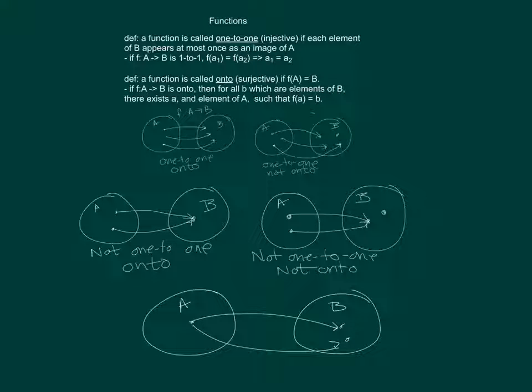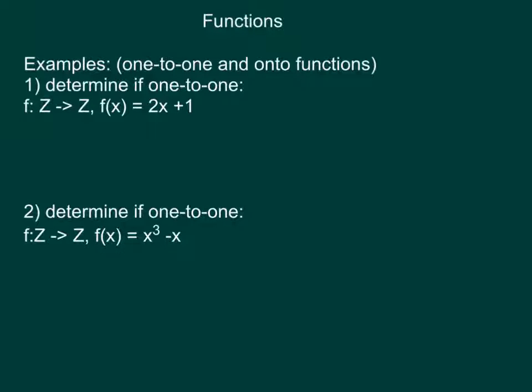And just for completeness, one more picture. This is not a function. It's a relation, but not a function because we have a single value of A mapped to 2 different values. So now we have some more example problems of one-to-one and onto functions. Determine if one-to-one.